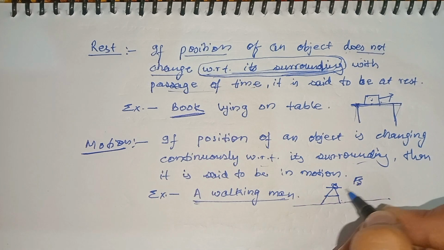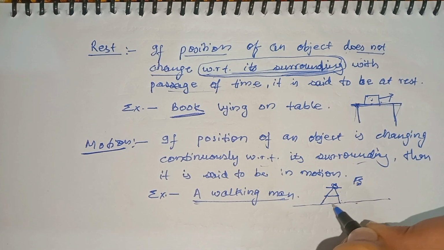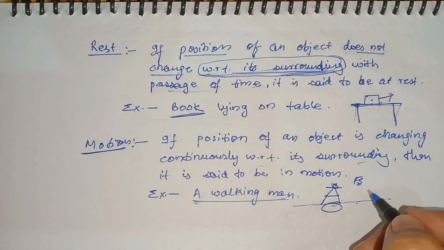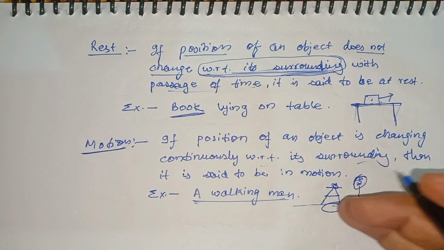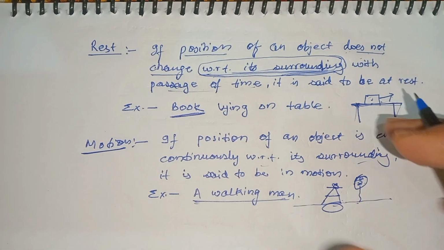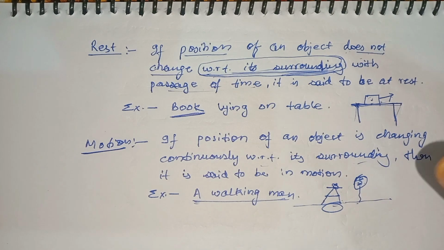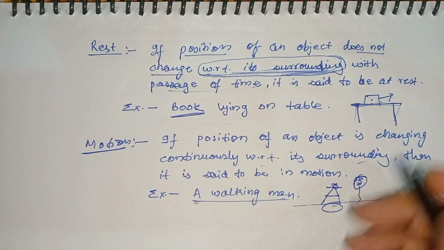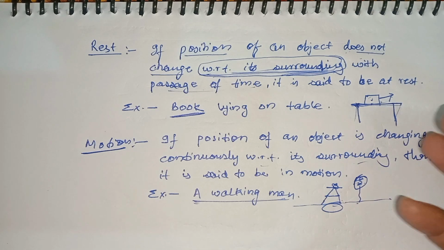The position is changing with respect to this point on the earth. This tree is just aside of this. So every other object will be surrounding. Okay, and if the position is changing with respect to that object, then the object is said to be in motion. If the position does not change, it will be in rest.